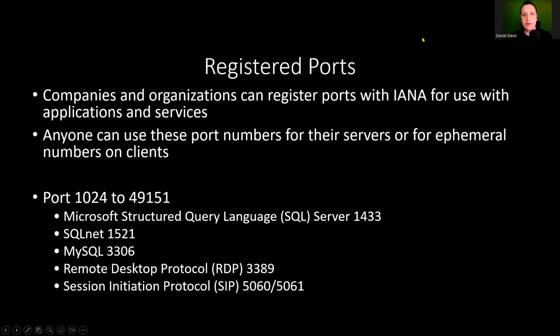This is the registered port section. So companies and organizations can register ports with IANA for use with applications and services. Again, this is the port range 1024 to 49,151. These are examples of different things in this range that are commonly used. So like Remote Desktop Protocol, 3,389. Once more, you probably want to make flashcards for each of these on this list.